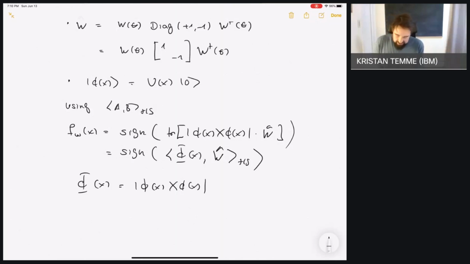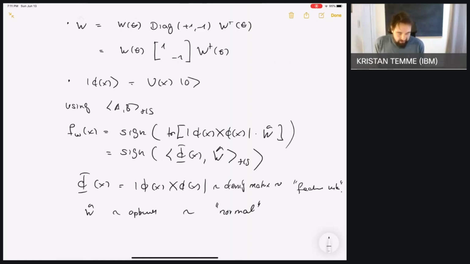Okay, and now there's an interpretation: this is actually a linear threshold function. W hat is an observable, but it also functions sort of as the normal of your hyperplane that separates this. And this is a density matrix of rank 1, but it serves as our feature vector.